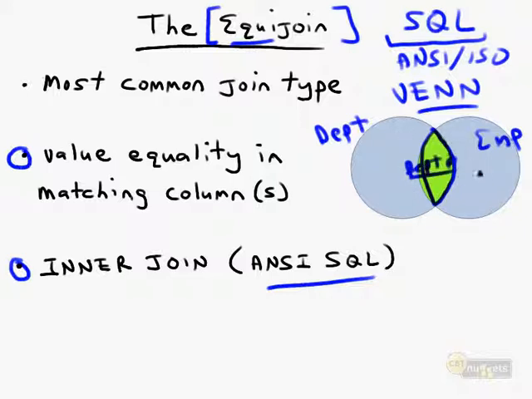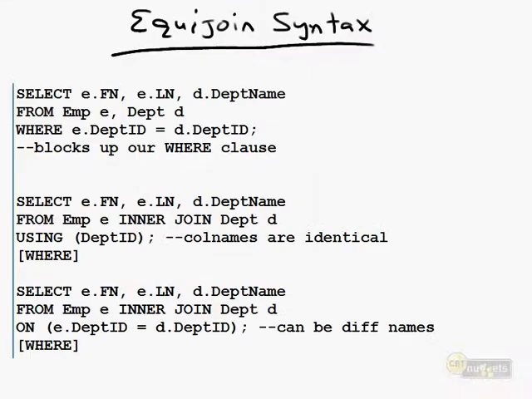So when we run our select in an equijoin or inner join fashion, we're relying upon matches between department ID values on the left side of the relationship as well as on the right side of the relationship. For this reason, ANSI ISO calls these inner joins. Now let's take a look at some examples of equijoin syntax.